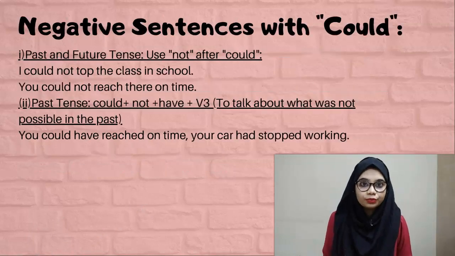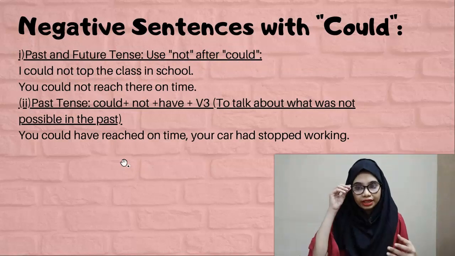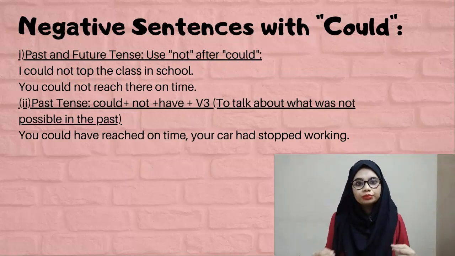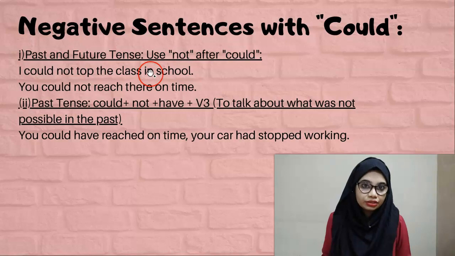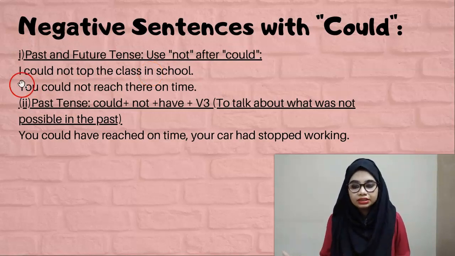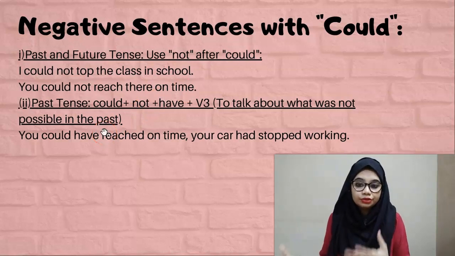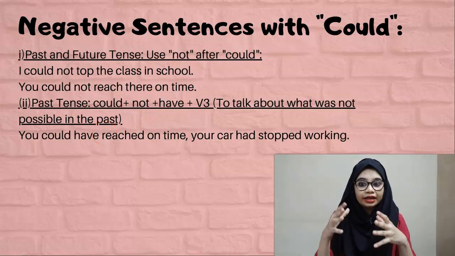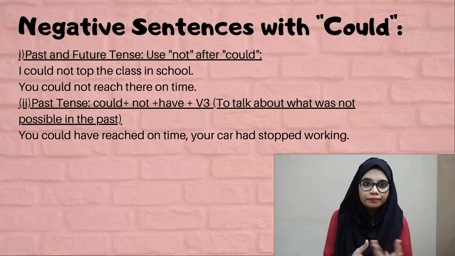Negative sentences with could, past and future tense. Use not after could. So if you are using could in the past or in the future tense, but you want to make a negative sentence, you could use could plus not plus main verb. I could not top the class in school. So we are talking about the past. You could not reach there on time. So we are talking about the future. Or this is like an open-ended sentence. This is not actually telling us if it is about the past or the future.